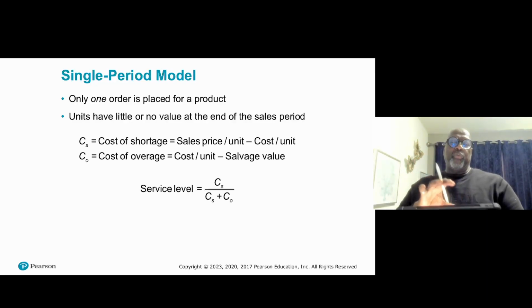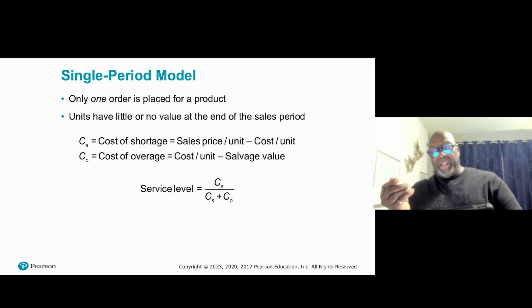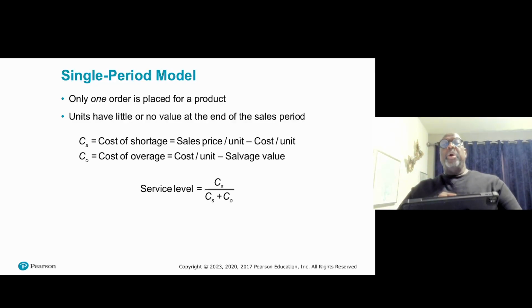And so we want to model this problem. First thing is that, remember, at the end of the period, if you have an item that is left, it has very little salvage value. It could be worth nothing or have very little salvage value. Or if you run out, then you lose the value of the profit that you could have made. And so you're trying to balance those.